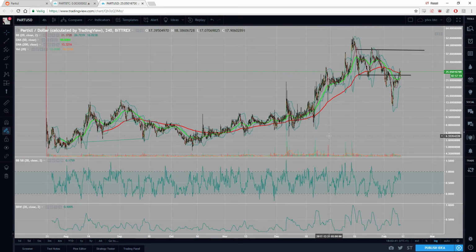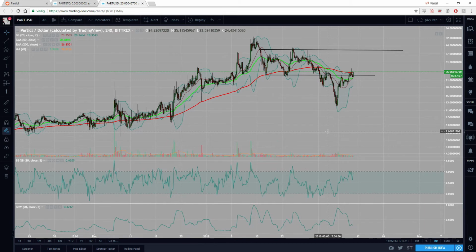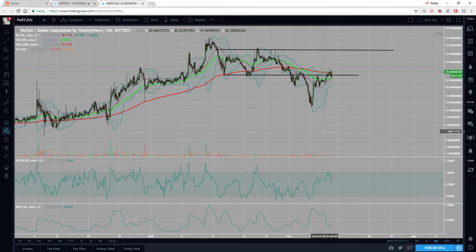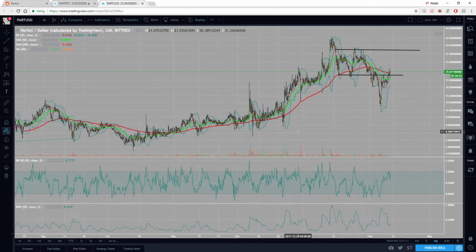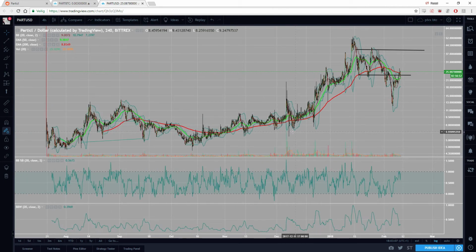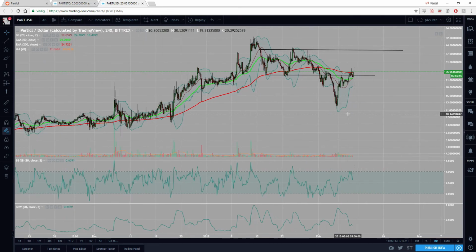So just wanted to give you guys a quick update on Particl. I think I will make a video in a few days just to see what the current market is doing and to decide what I'm going to do with my Particl right now. I'm probably just going to hold it because I'm still very bullish on Particl, and yeah, it might be this.